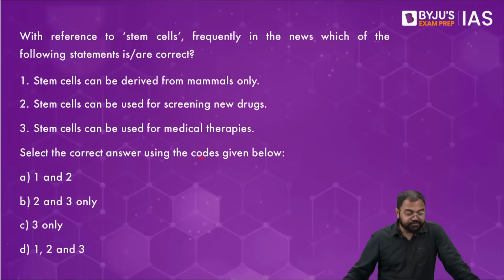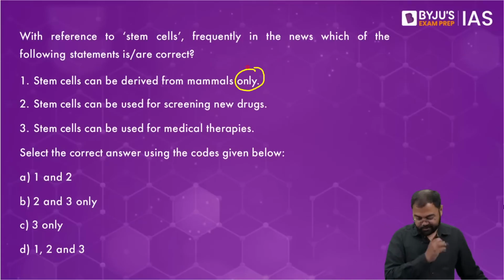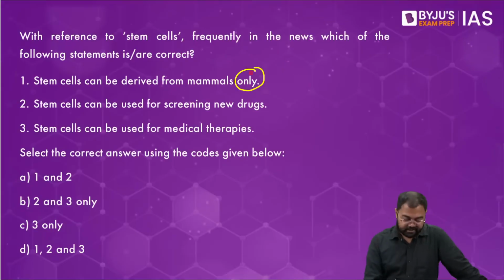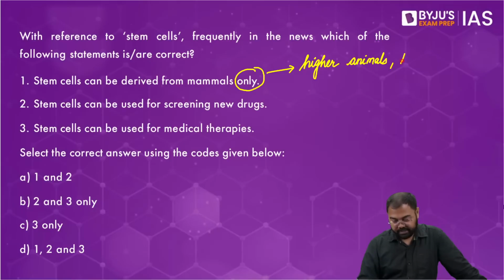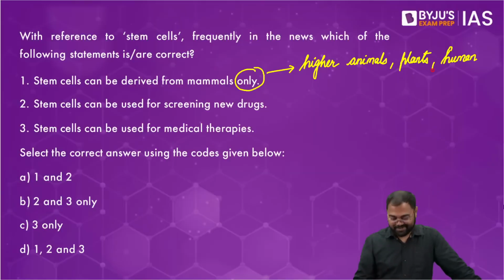So question says, with reference to stem cells frequently in the news, which of the following statements is or are correct? First, stem cells can be derived from mammals only. First and foremost, this term only. But what we discussed is that it's not only mammals, but we know that all the higher animals, plants, and humans. Although humans also are nothing but higher animals, but we try to keep ourselves aside from higher animals. So all of these have stem cells.